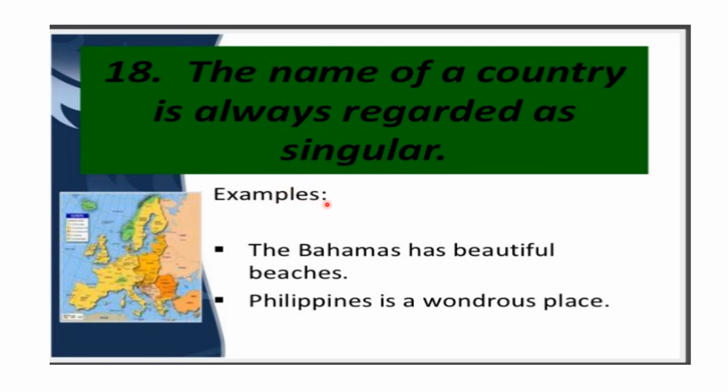Look at the following examples. The Bahamas has beautiful beaches. So the Bahamas, name of a country, so the verb is singular. The Bahamas has. The next example, Philippines is a wondrous place. So again here, Philippines, name of a country, therefore you will use a singular verb, that is. So the sentence reads, Philippines is a wondrous place.